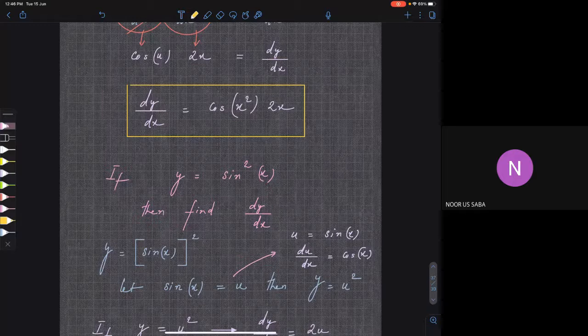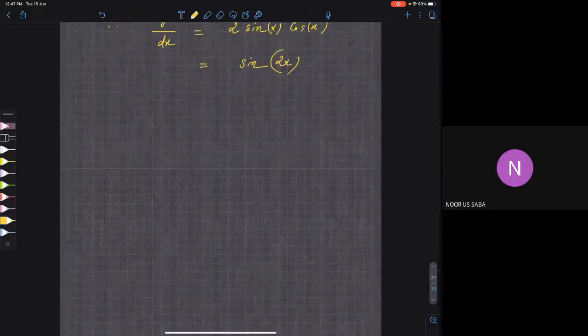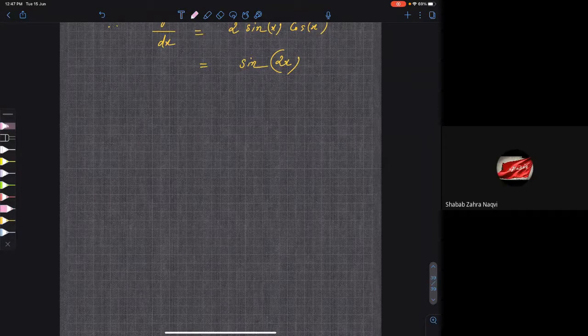So instead of that, what we do is we use the chain rule. You are getting my point? So the chain rule will make your process very short. Clear? Are you getting my point?